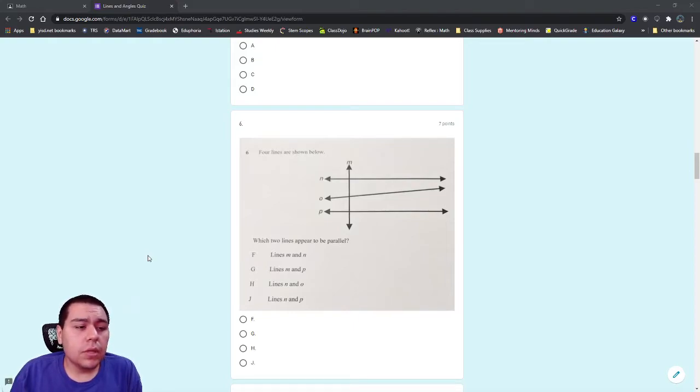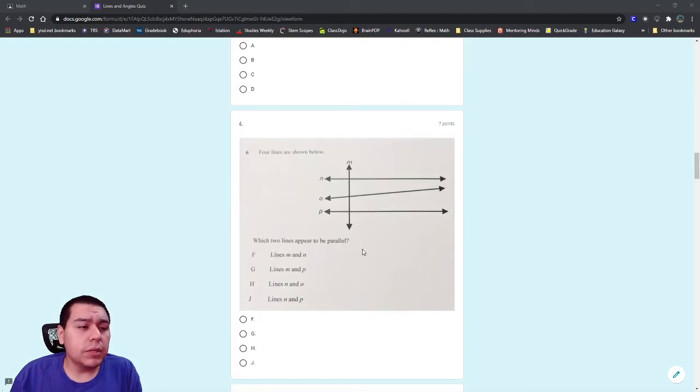Question 6. 4 lines are shown below. Which 2 lines appear to be parallel? If you're wondering what lines they're talking about, right next to them they give each line a letter. This one going up and down is line M. This line going side to side at the top is line N. This line in the middle going kind of diagonal is line O. And this line at the bottom going side to side is line P.